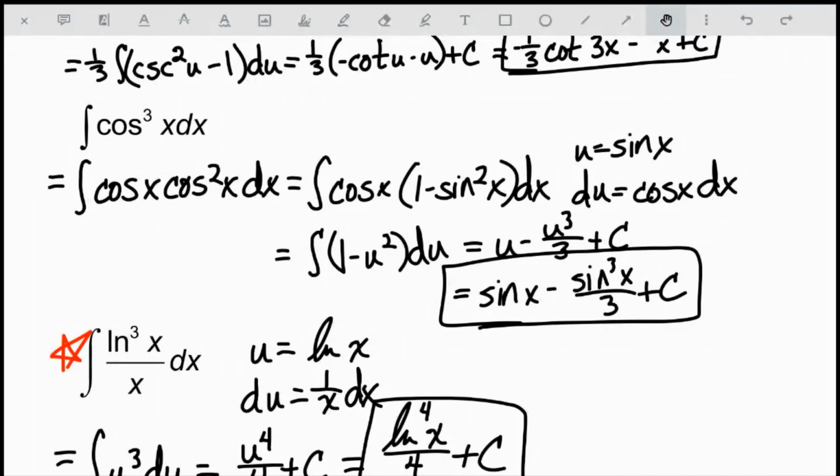Well, cosine cubed x is the same as cosine x times cosine squared x. So that's what I did, I broke it apart, and then my cosine squared can be written as 1 minus sine squared. Then I can do a substitution, and you see how it works out from there. So I end up with just a 1 minus u squared, which is very simple.